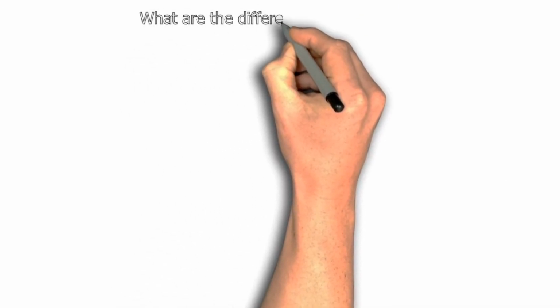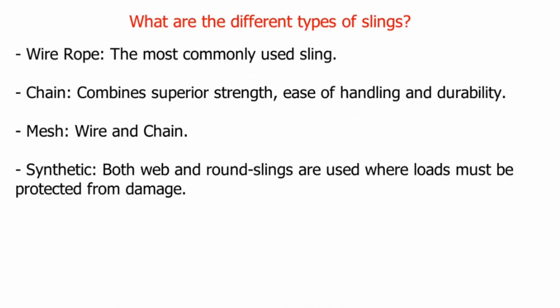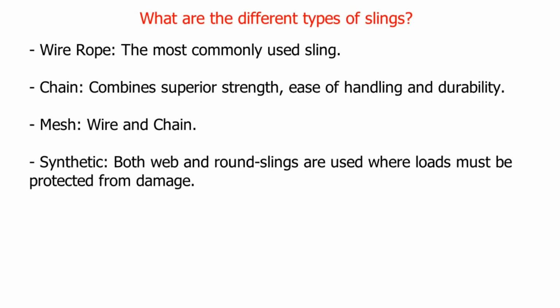What are the different types of slings? Wire rope, the most commonly used sling. Chain, combines superior strength, ease of handling and durability. Mesh, wire and chain. Synthetic, both web and round slings, are used where loads must be protected from damage.